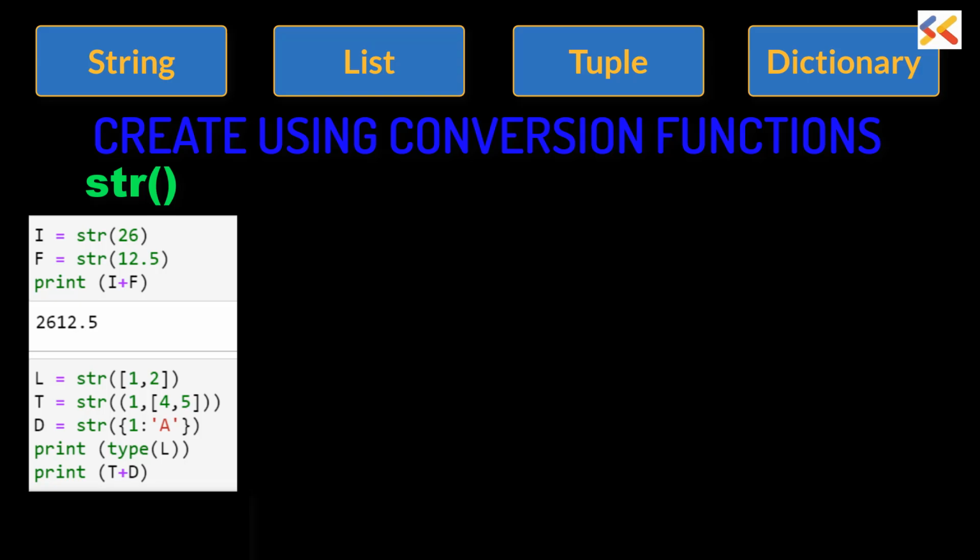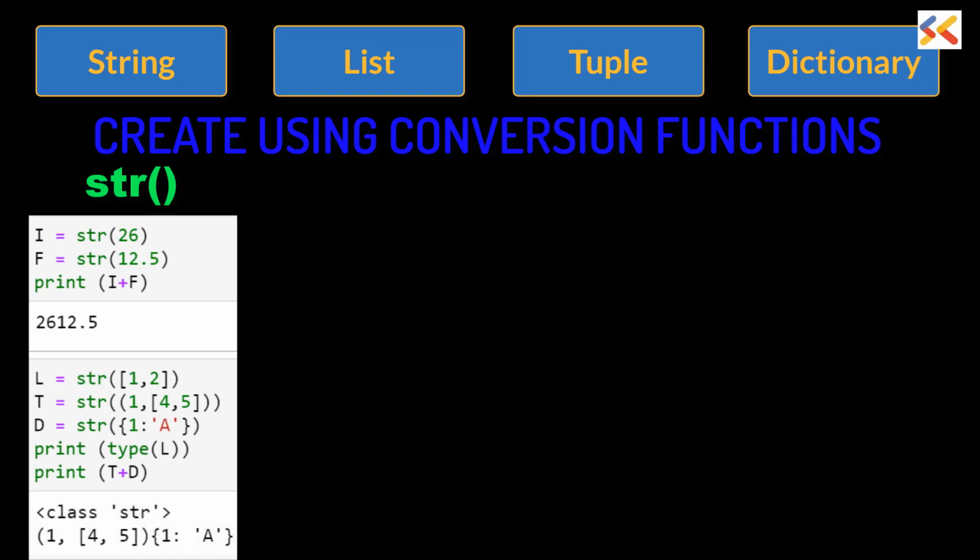Similarly, you can pass list, tuple, dictionary to str function. If you check type of any of these, it will give str, and if you print it, then you will see it will concatenate all elements into a string along with brackets, commas, colons and everything.